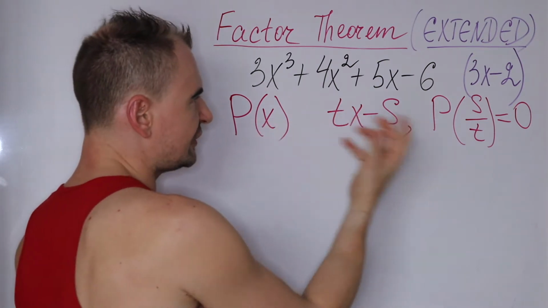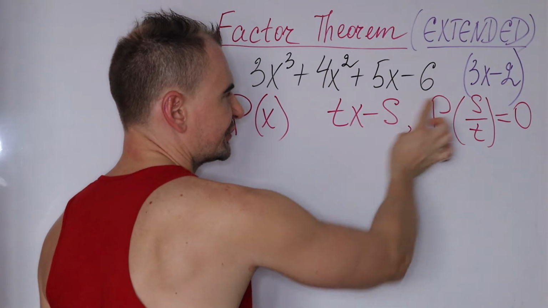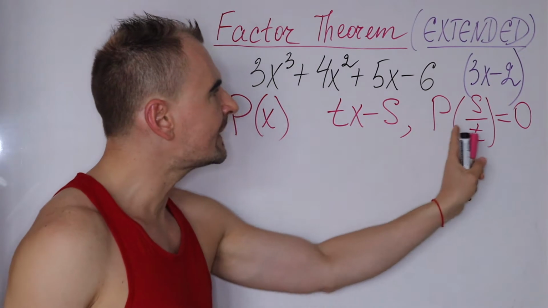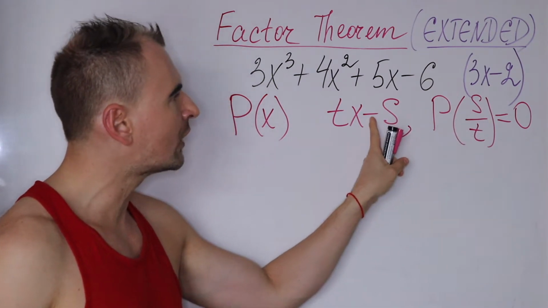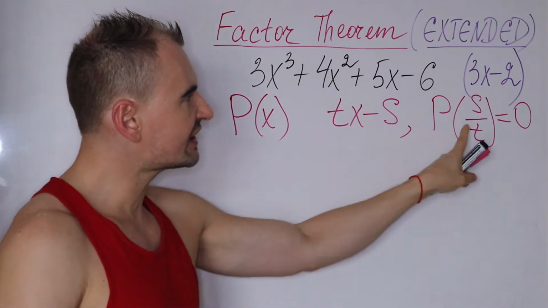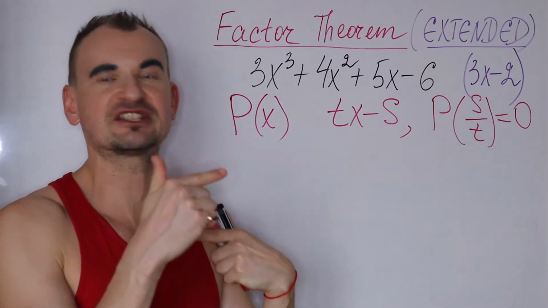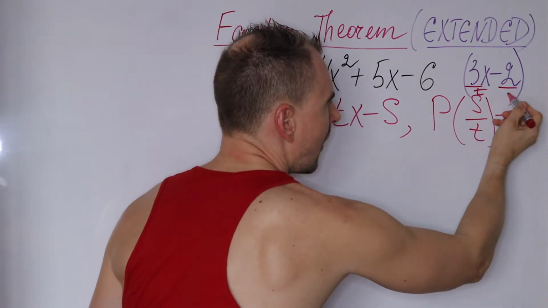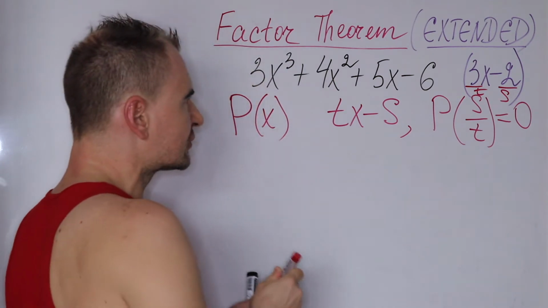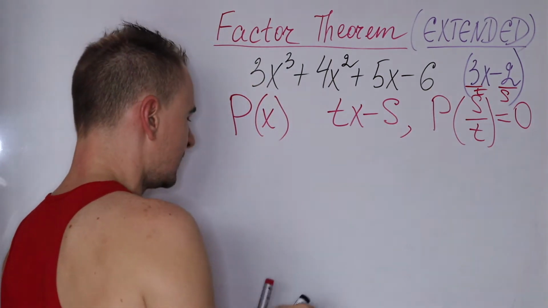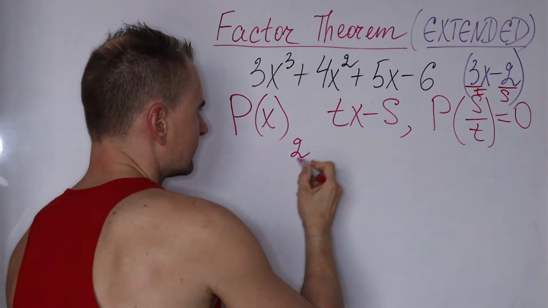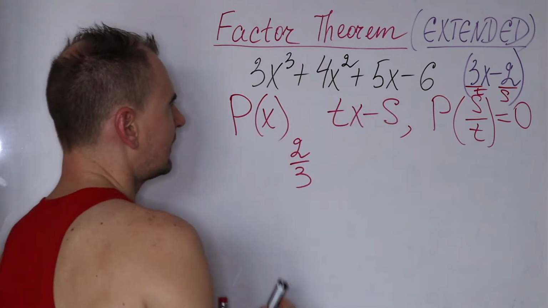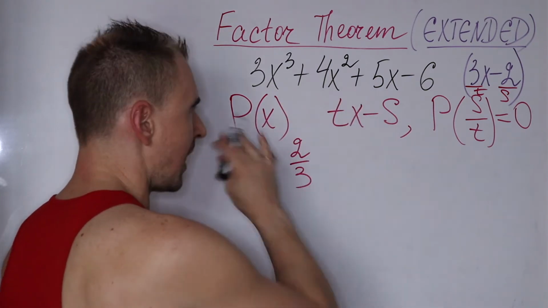So all you do is just match up. Your t is going to be 3 and your s is going to be 2. And look at this, you need to switch the signs. If it were minus here it has to be plus, and vice versa. This is your t, 3, and this is your s. So I'm going to take 2 over 3 from that monomial to be precise, and I'm going to plug it into x, everywhere x appears in my polynomial.